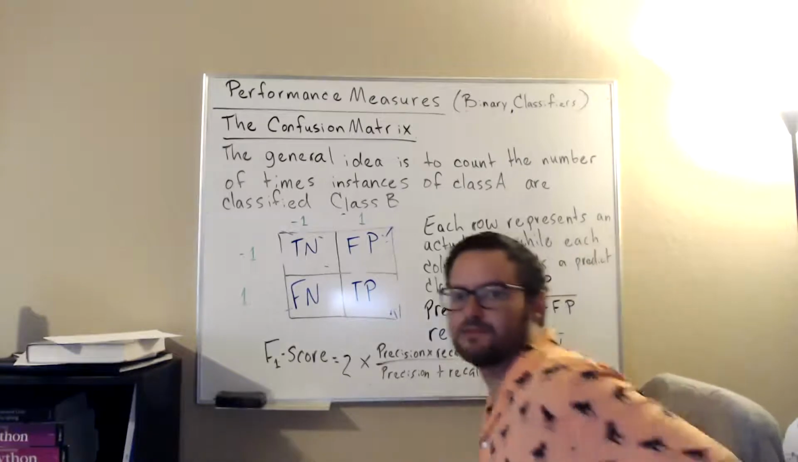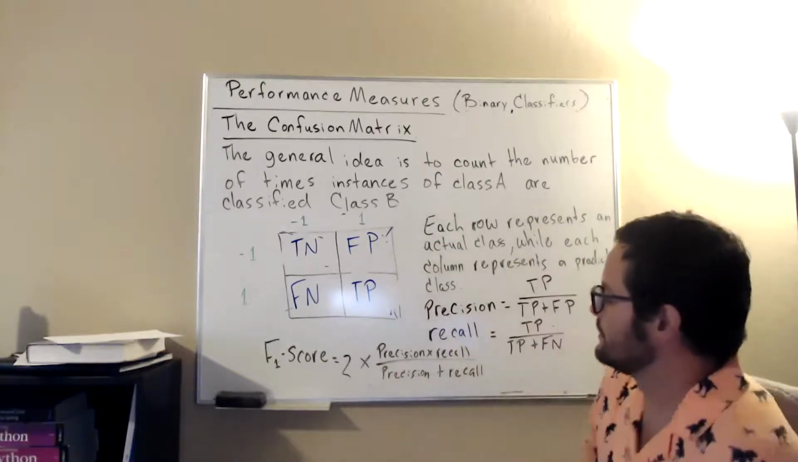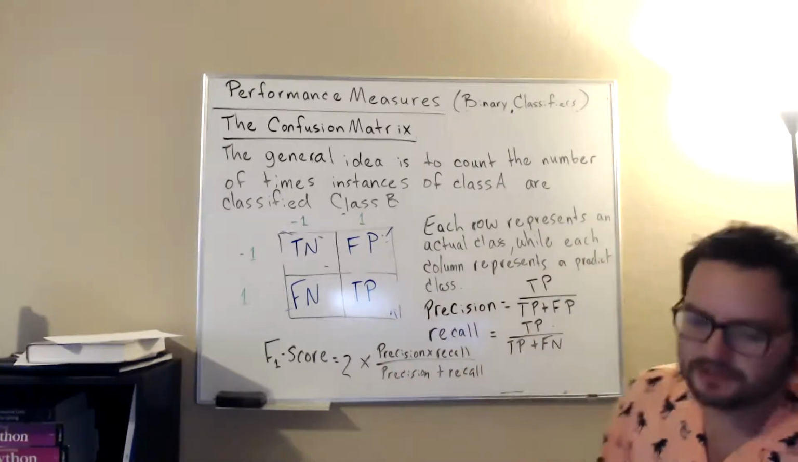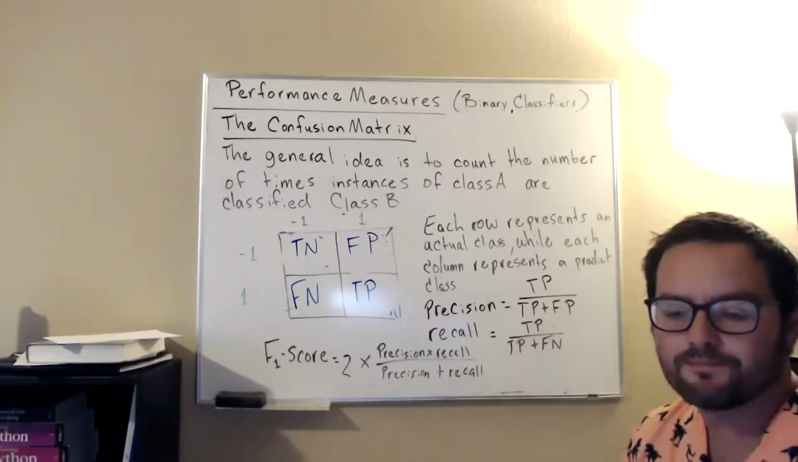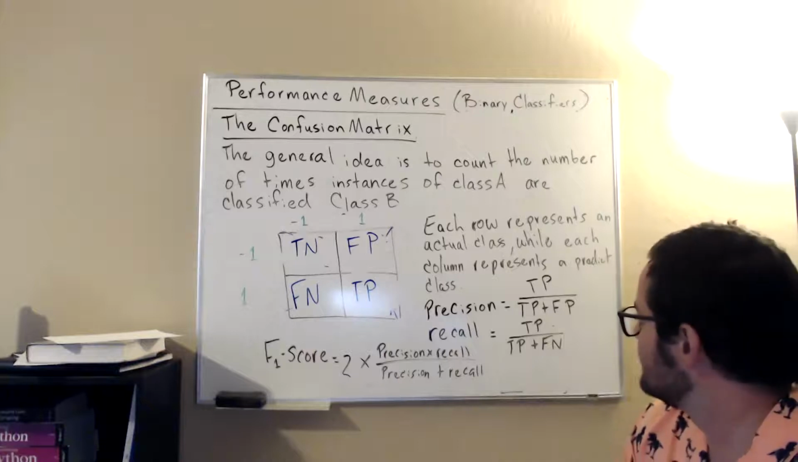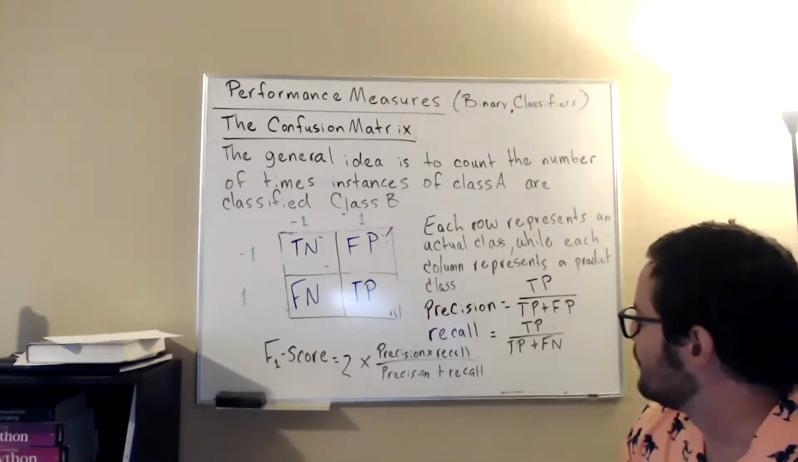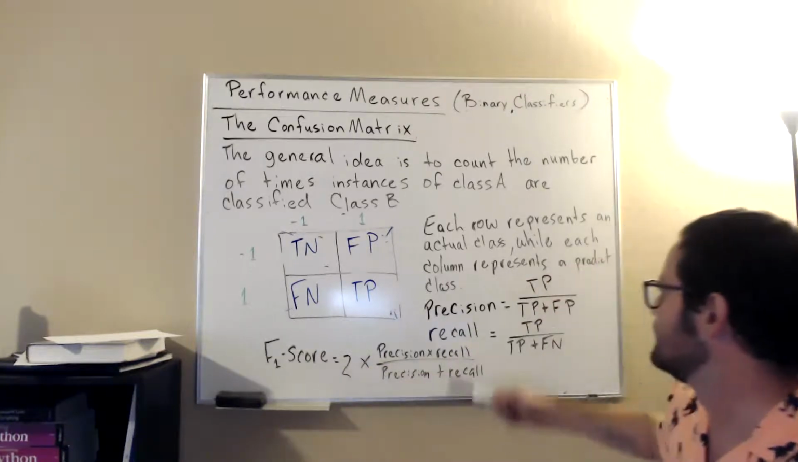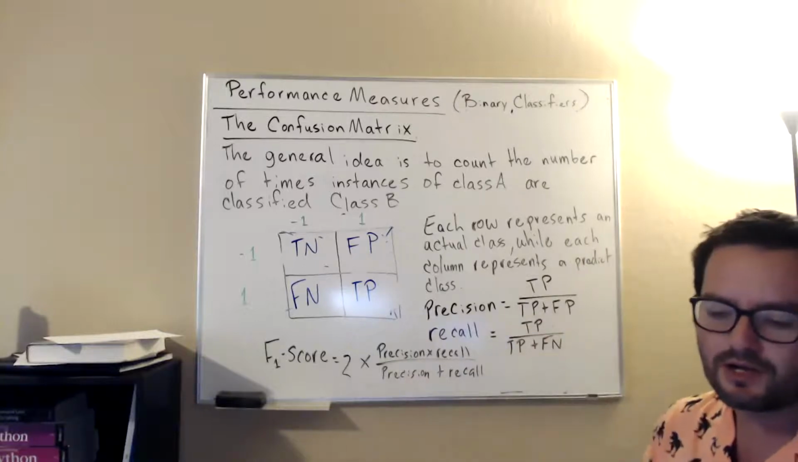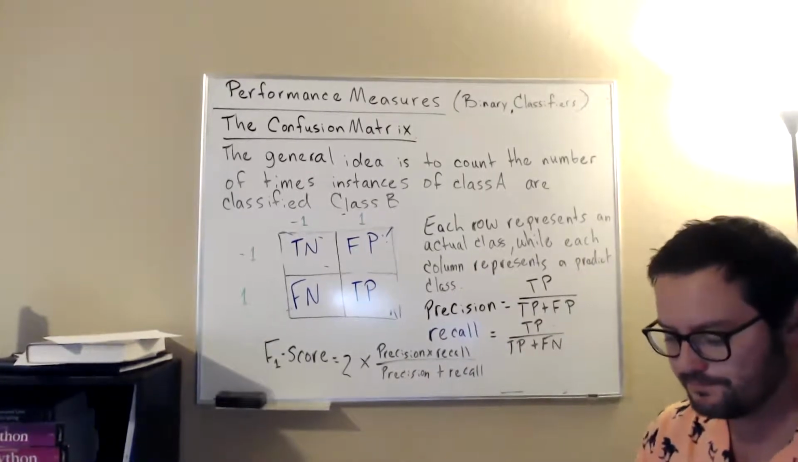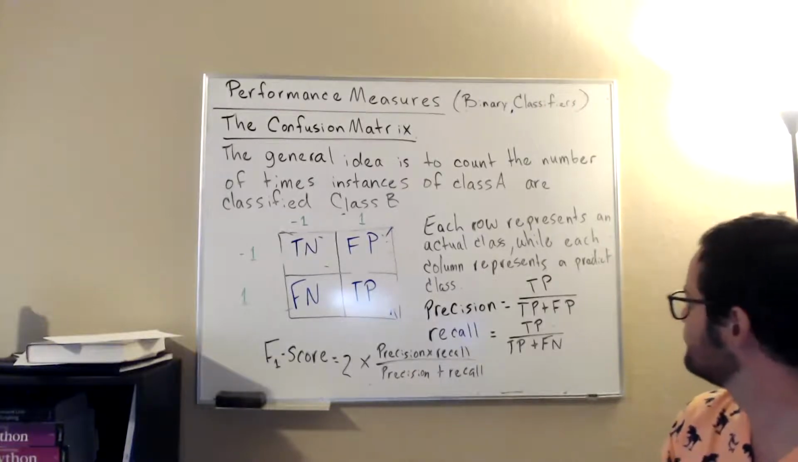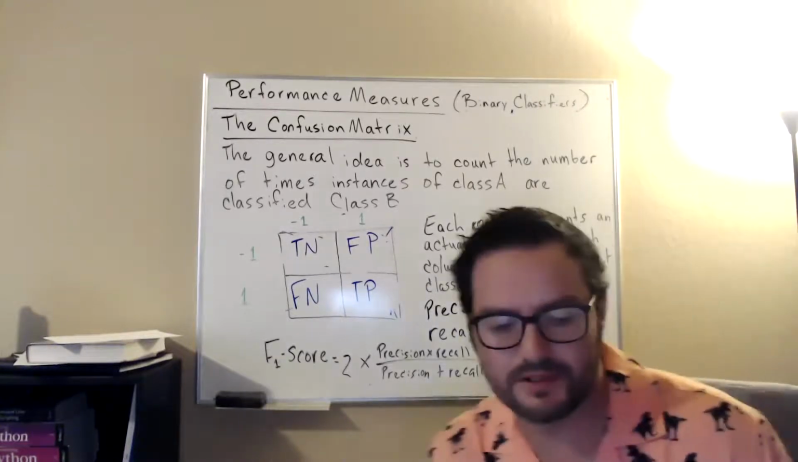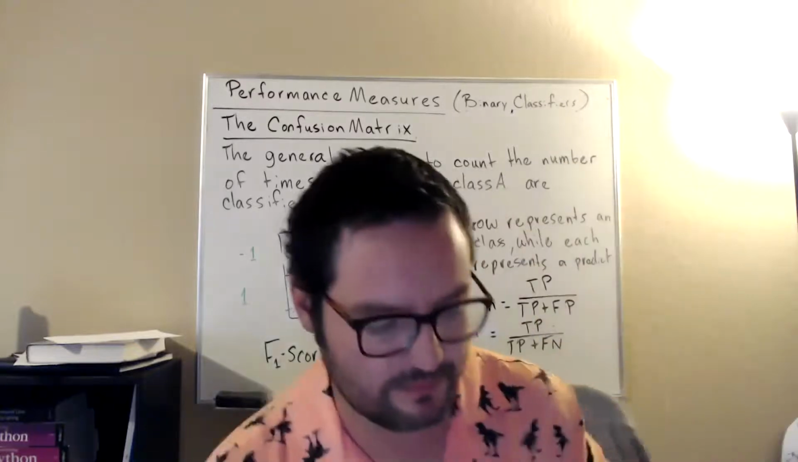Okay. Now, this F1 score is really a harmonic mean of the precision and the recall, which means that you only get a high F1 score when both precision and recall are high. Okay. So let's look at the confusion matrix for our given problem.